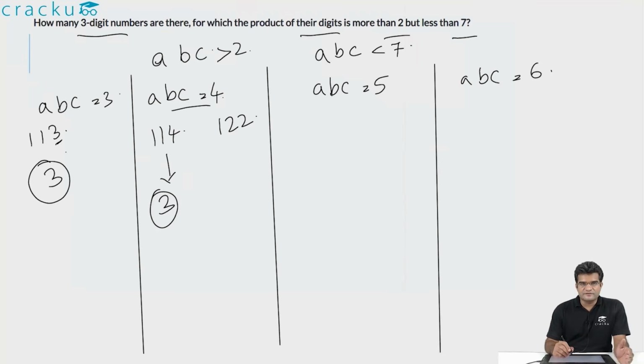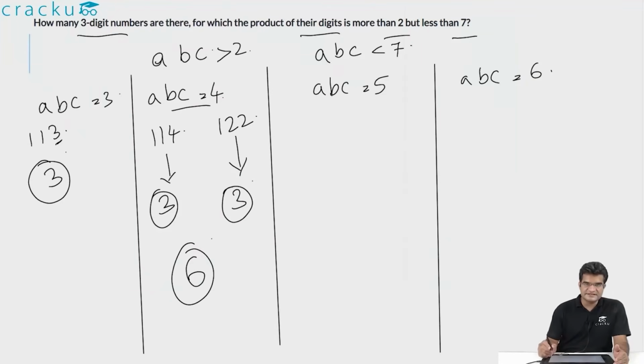Basically, you have to figure out whether 4 is in the first place or the second place or the third place. So there are 3 cases possible. And 1, 2, 2 can also be decided in 3 ways. Here we have to figure out whether 1 is in the first place or the second place or the third place. So again you have 3 cases. So the overall total is 6 cases.